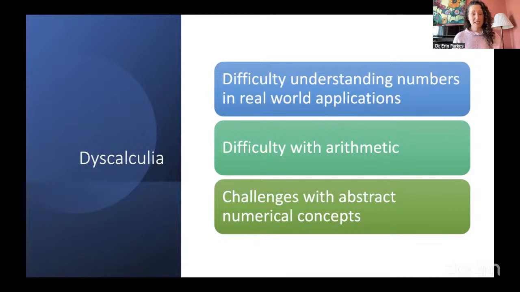Difficulty with arithmetic, so just basic math operations, and challenges with abstract numerical concepts. So this you might be like, how does this relate to music learning? But similar to dyslexia, actually with all diagnoses, there's an iceberg. So there's always kind of what we see in the diagnostic criteria. And then there are all these other things that happen that go along with it. So dyscalculia is really identified by difficulties with math and numbers, but there's a lot of other things that are happening as well.